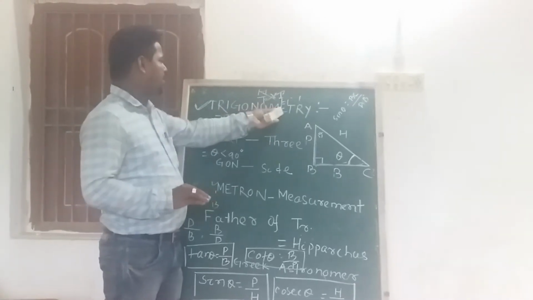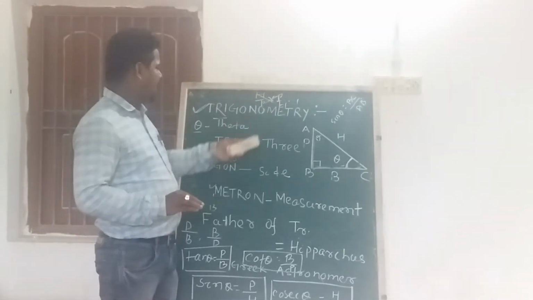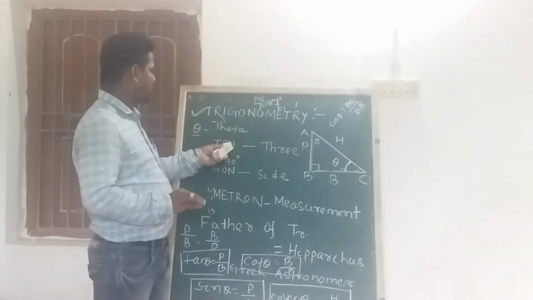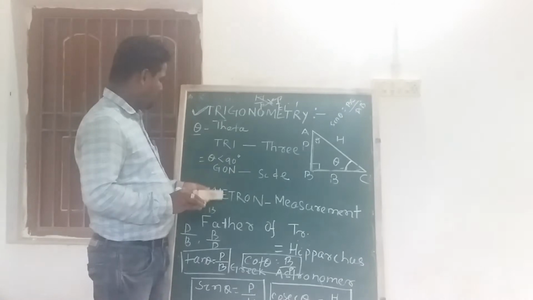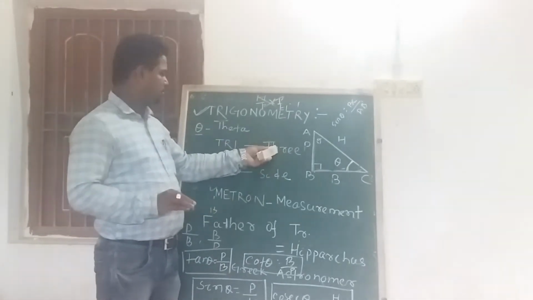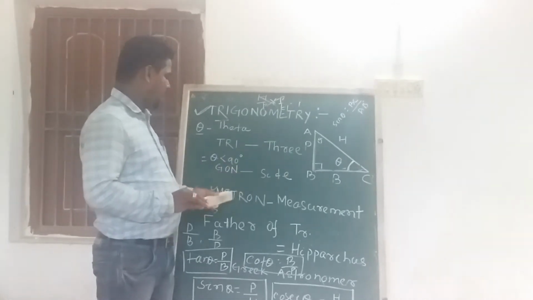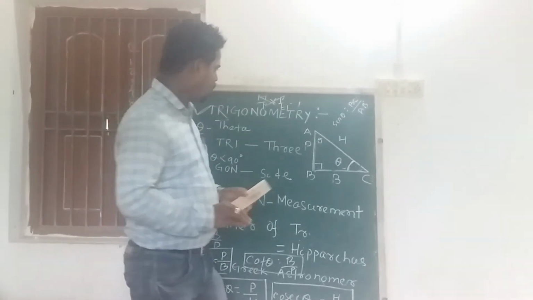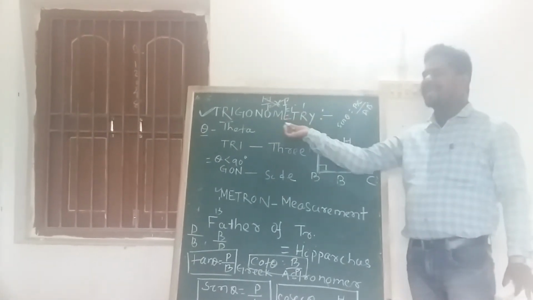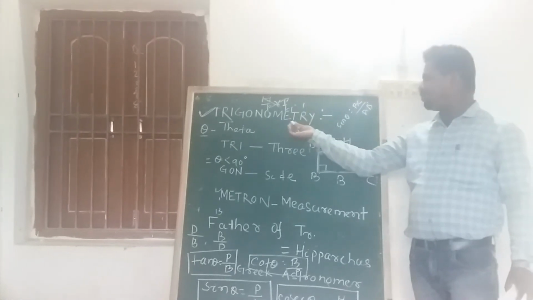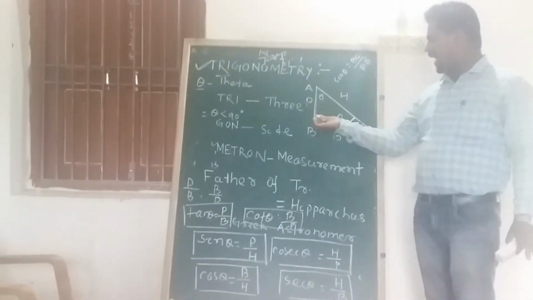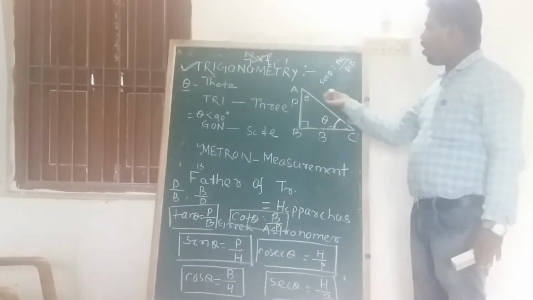Here, the word trigonometry can be divided into three subparts. One is tri, second is gon, and third is metron. Tri means three, gon means side, and metron means measurement. So, trigonometry is a branch of mathematics which gives a relationship between the sides and the angles of a triangle.